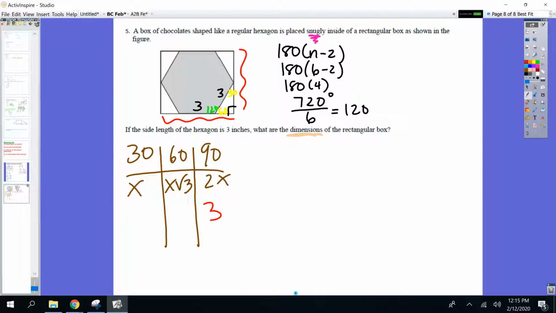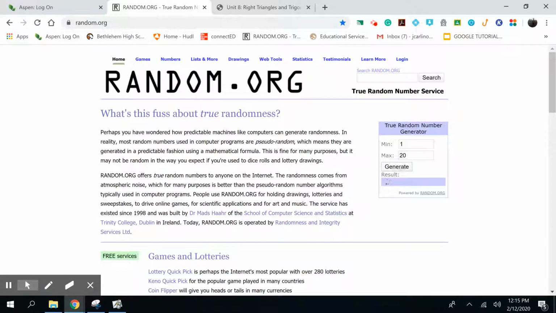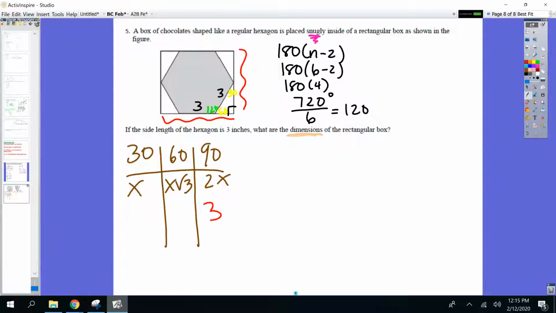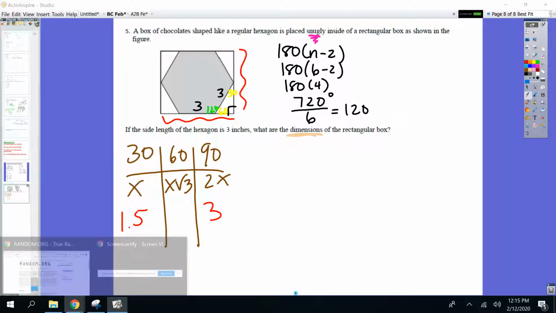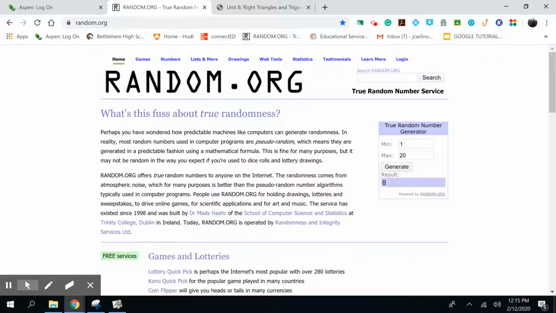Okay, I need the other two, though. What's across from the 30 then? Going backwards. What's across from the 30? 1.5. How'd you get it? Just divided by 2. And then what's across from the 60 now?